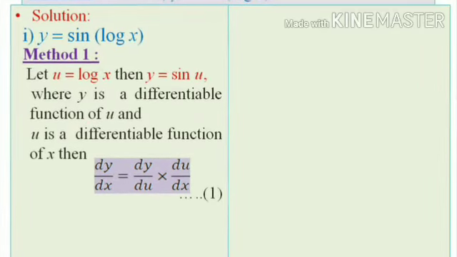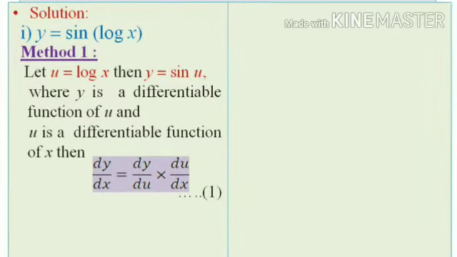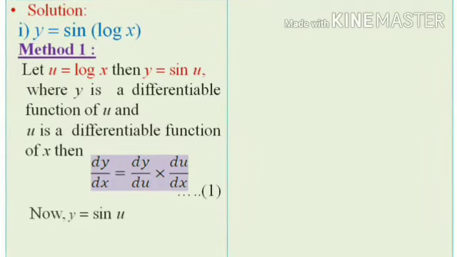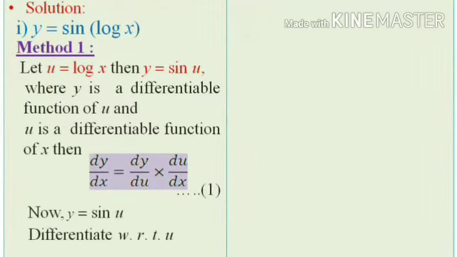Now, y equal to sine of u is our given function, so we differentiate it with respect to u. Then dy by du equal to d by du of sine u. We know that the derivative of sine is cos, and therefore the derivative of sine u is cos of u.